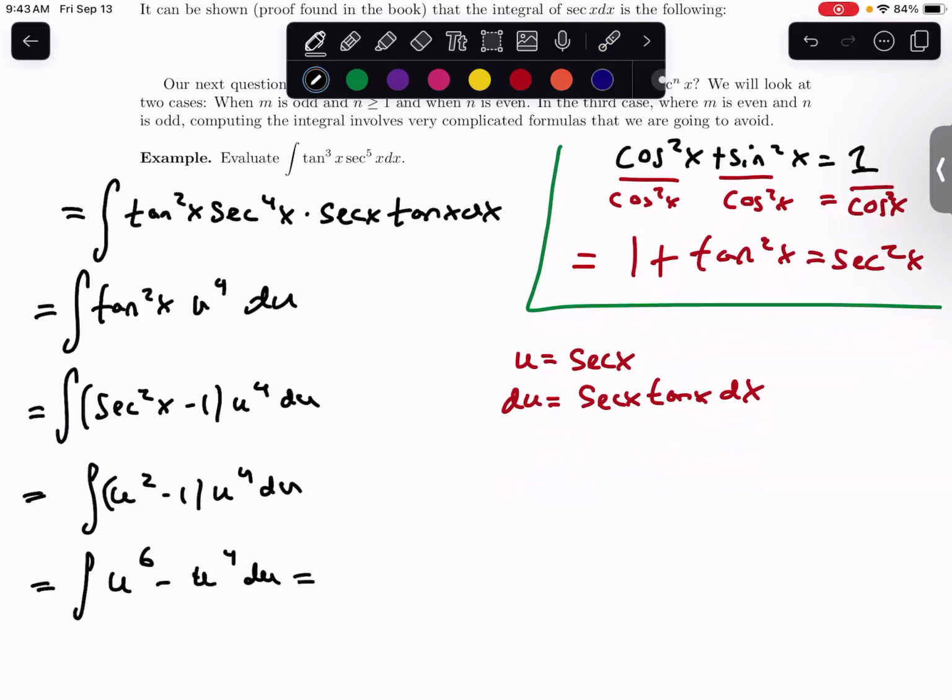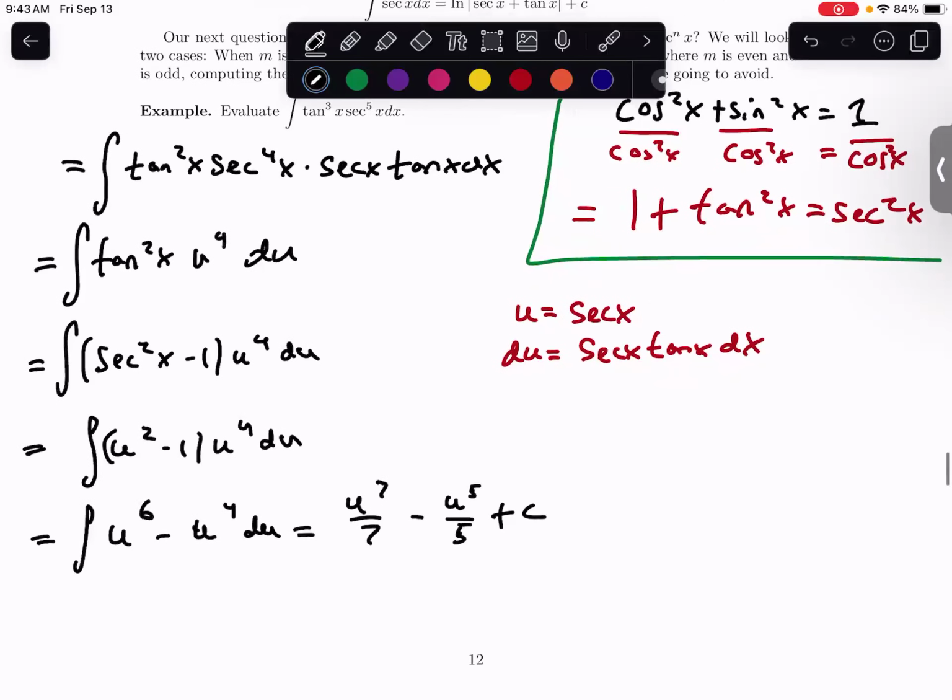So all that's left is using the power rule. So this will be u to the 7th over 7 minus u to the 5th over 5, plus c. And then you plug in for secant. So this is secant to the 7th power of x over 7 minus secant to the 5th power of x over 5 plus c.